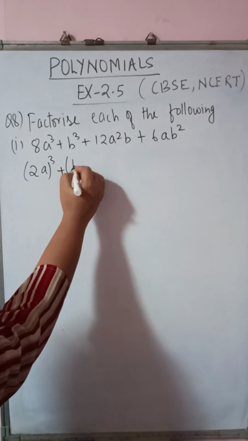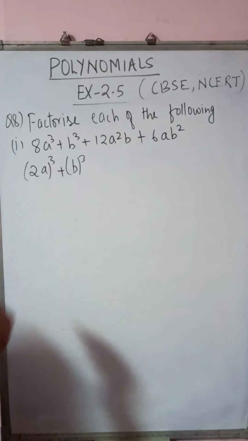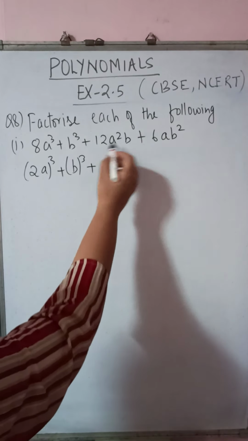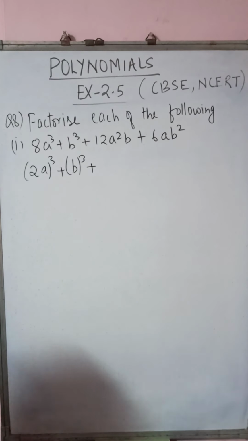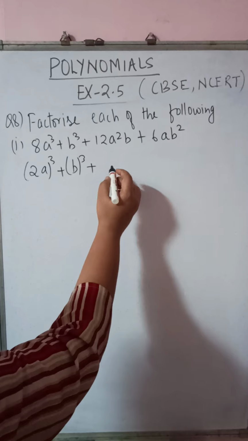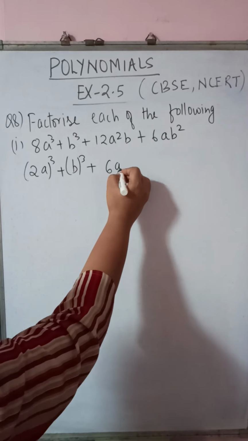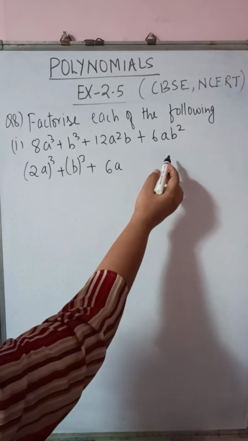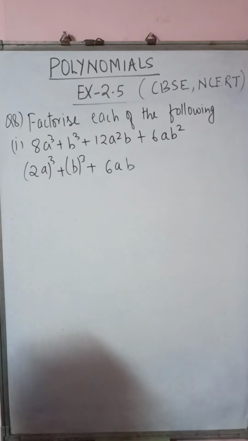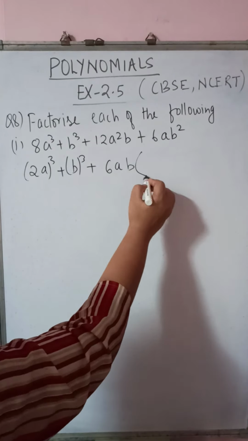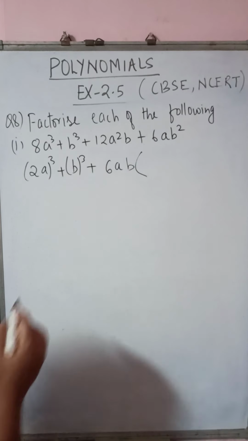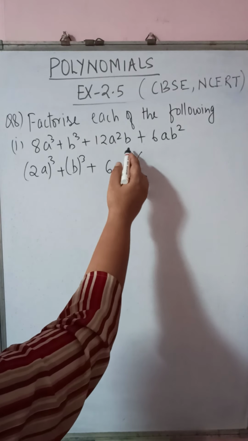It is a cube of 2a. Now among this, anything you can find out common? 6 and 12, so 6 is common, and a is the most common factor. Here b and here b square, so b is the most common factor we have to take out. Now 6ab I have taken out.